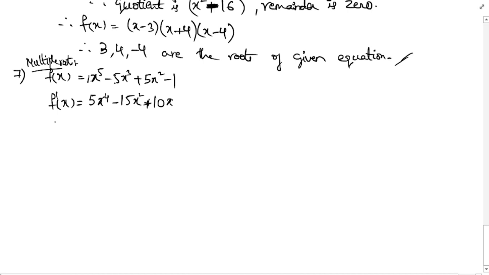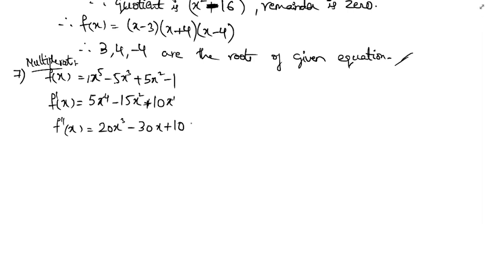Then f double dash of x can be written as 5 fours are 20, 20x cube. 15 twos are 30, so 30x plus 10. 10 into 1, here it will be 1, right? So 10 into 1 is 10. So I'm just telling you here how we write f dash of x and f double dash of x. The problem solving we will see in the questions which I'm going to explain in my next videos.